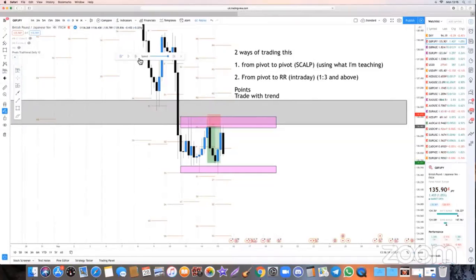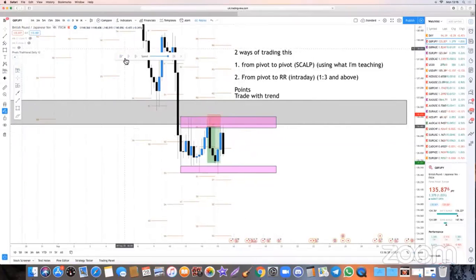Do you see the reaction, guys? It reacted from the same level again when it made the wicks. Okay? Just checking the chat. It reacted from the same level again when it made the wicks. Okay? Was there a trade coming? Yes. All right?